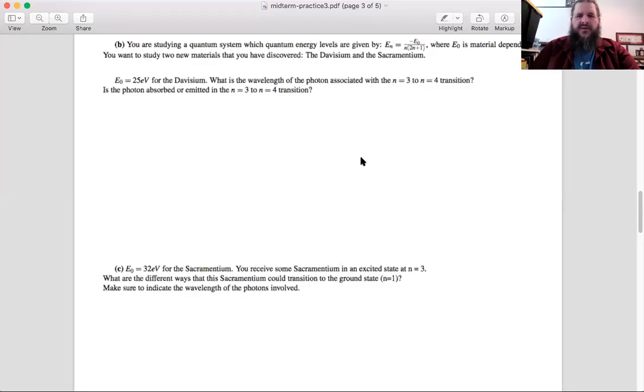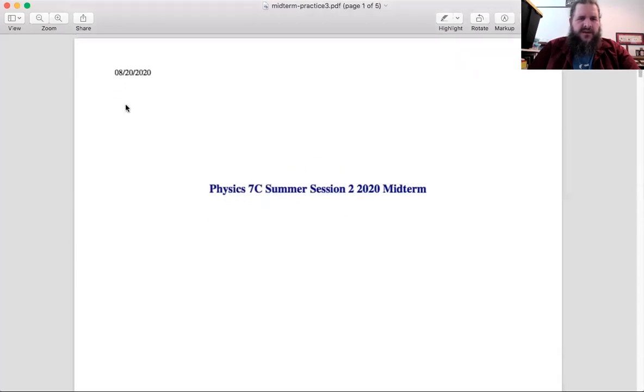So here's a quantum energy level practice problem. This is from practice midterm number 3. I think it is the summer session 2, 2020 midterm.